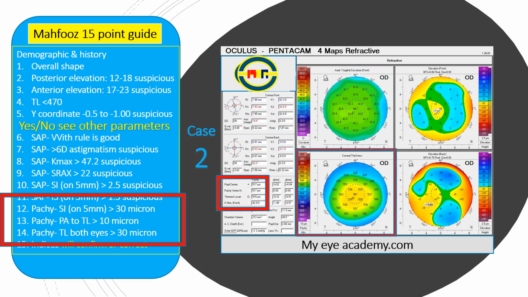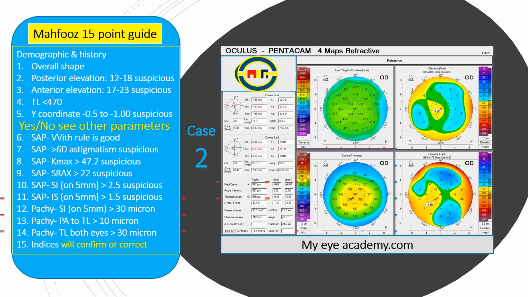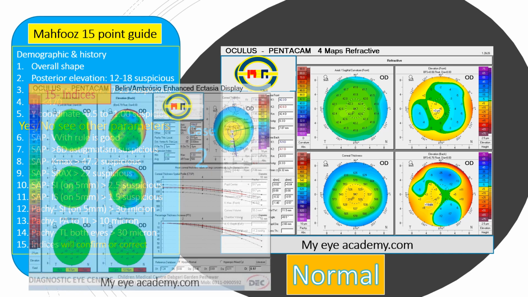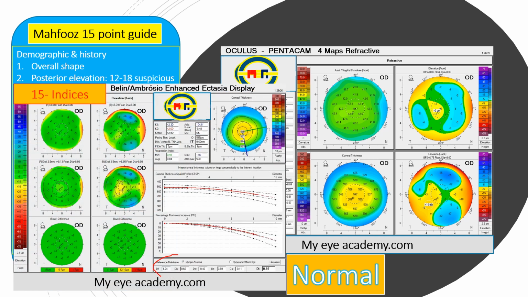Let's move on to the Pachy. On the Pachy map, superior inferior is 570 and 578, which is in the normal range. Then we look at the Pachy apex and thinnest location. The Pachy apex is 517 and the thinnest location is 513, so the difference is less than 10. Everything looks normal, so this is a normal cornea, and it is confirmed with all the indices here and these indices, which is confirmed as a normal cornea, and that's how you interpret.